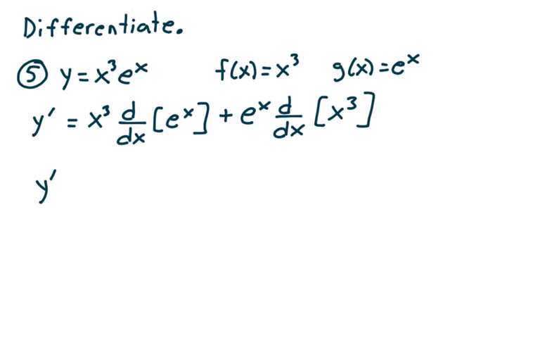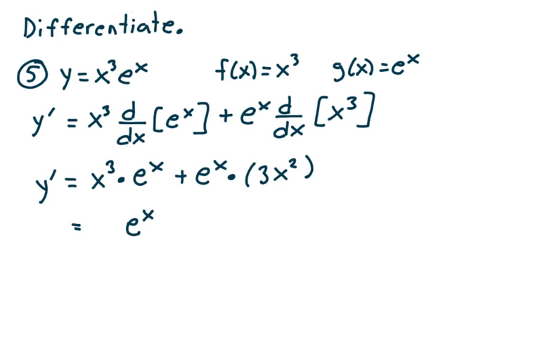And so therefore y prime is x cubed times the derivative of e to the x with respect to x, which is e to the x. So I write x cubed times e to the x plus e to the x times the derivative of x cubed with respect to x, which is 3x squared. And we're going to simplify this a little bit. So I'm going to factor out an e to the x, and I'm also going to factor out an x squared. So that's the GCF.